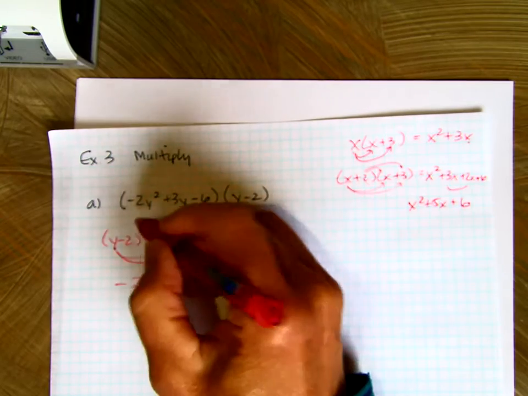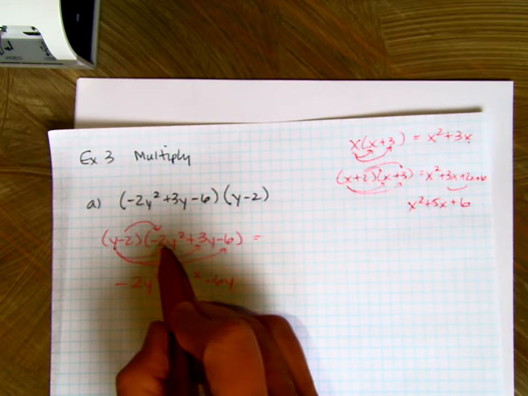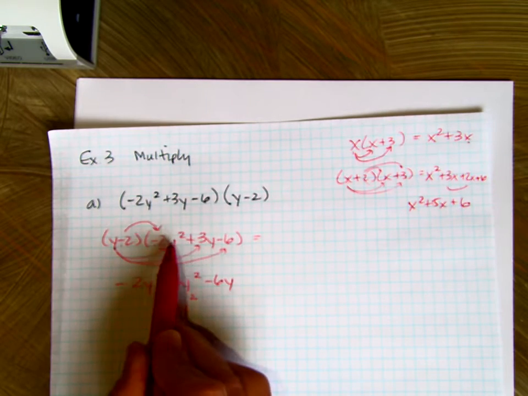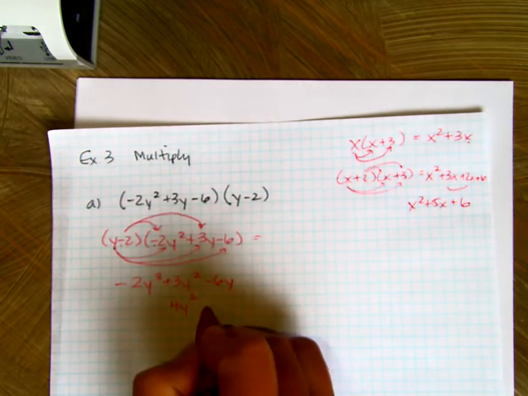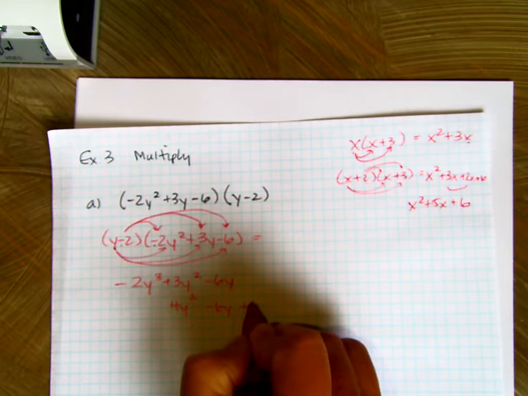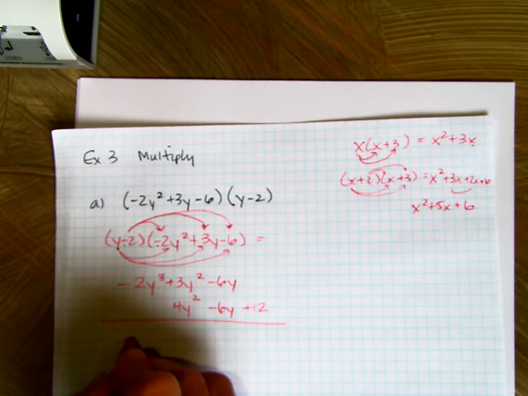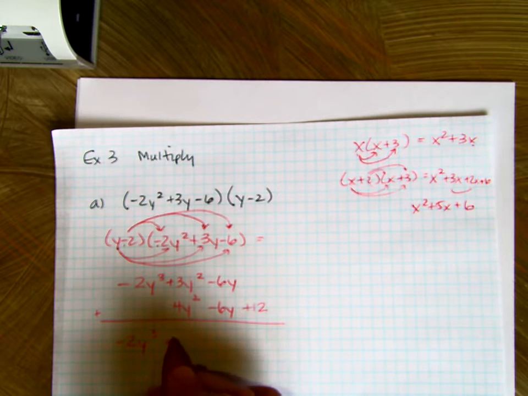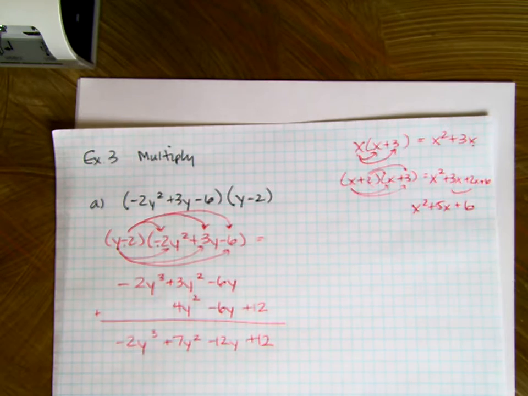And then I'm going to distribute the negative 2. So negative 2 times negative 2y squared, and watch what I'm going to do, is a positive 4y squared. Negative 2 times 3 is negative 6y. And negative 2 times negative 6 is positive 12. So notice I put them in their place. And now I can add any like terms. So negative 2y cubed plus 7y squared minus 12y plus 12.